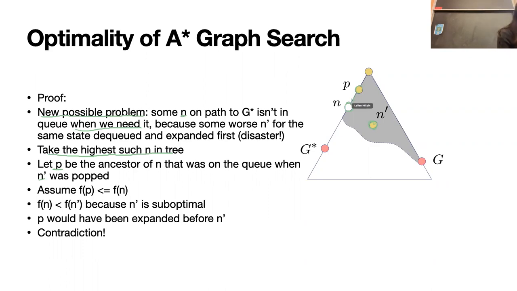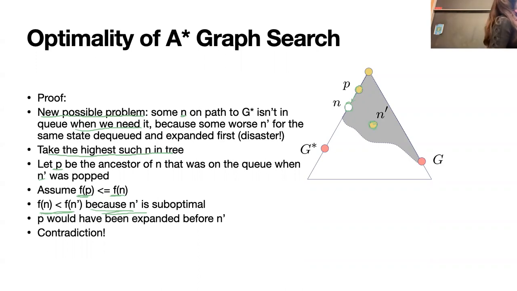And it was basically popped off, okay? And so if p is the ancestor that was on the queue when n star was popped, then we can also say that the r function, so again, having our backwards cost plus our heuristic, is less than or equal to f of n. Okay, that's because it's the parent. And similarly, we know that f of n is strictly less than f of n prime because we assume that this n prime is suboptimal.